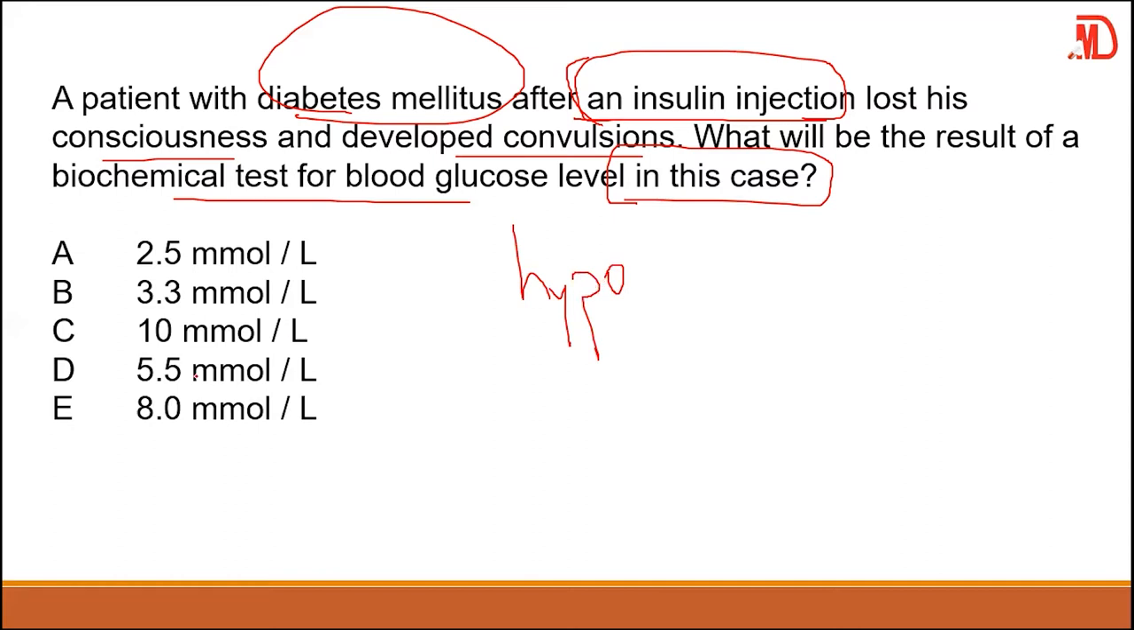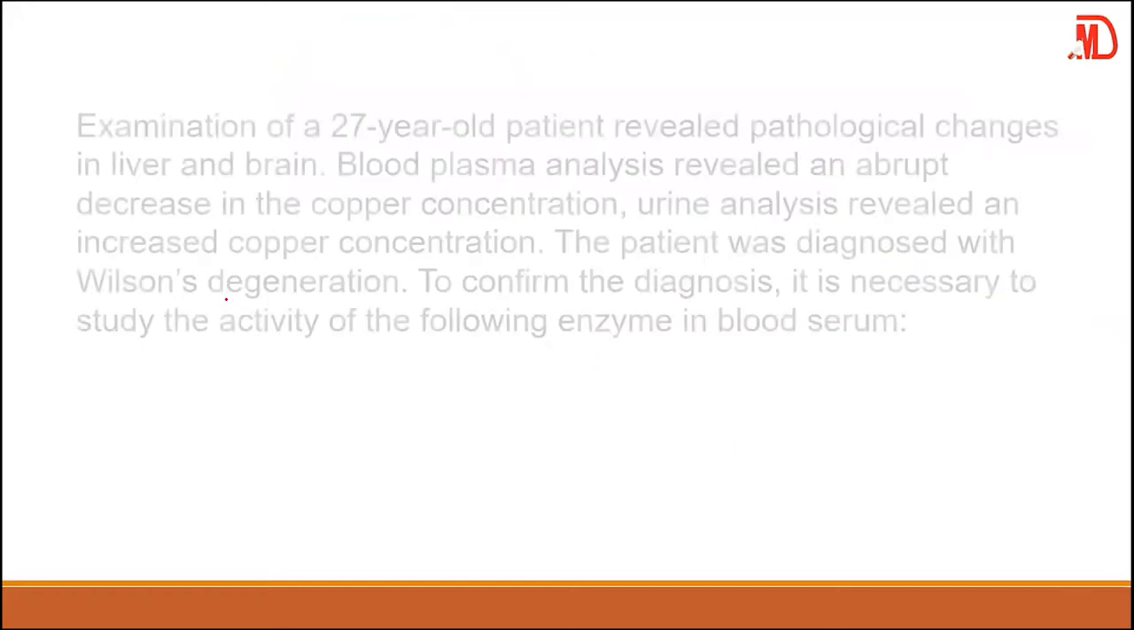So if you look at our options over here, of course, you will be looking at a glucose level of less than 3.3. Because I think the normal is about 3.3 to about 5.5. That should be the normal range. So if you have anything less than that, that could be dangerous for the patient. So A should be our answer. So always be careful when you are giving insulin. Always monitor it.